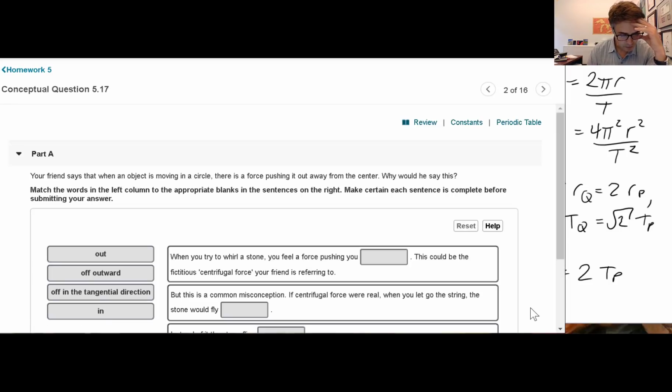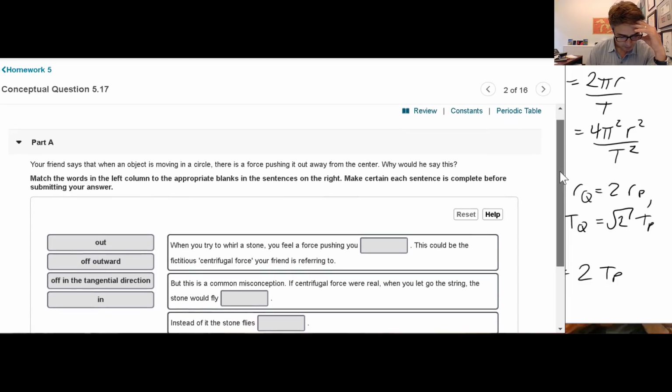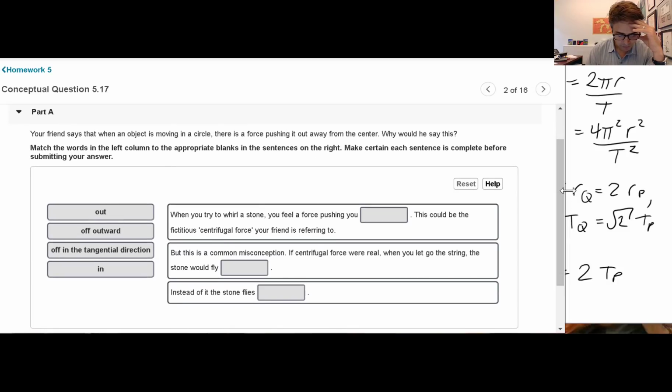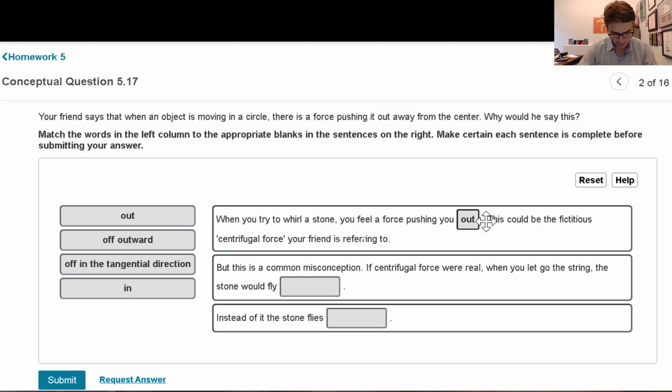So next question, conceptual question 5.17. Your friend says that when an object is moving in a circle, there's a force pushing it out away from the center. Why would he say this? Match the words in the left column to the appropriate blank sentences on the right. Make certain each sentence is complete before submitting your answer. When you try to whirl a stone, you feel a force pushing you. I would say you feel a force pulling you out on the rope. But this is a common misconception.